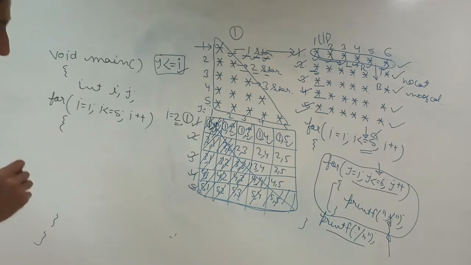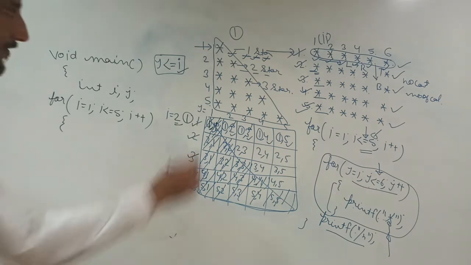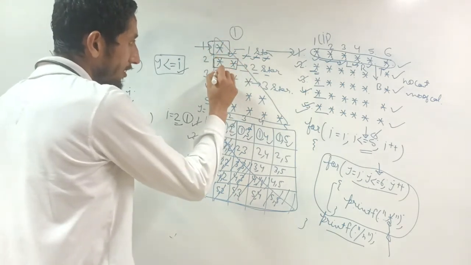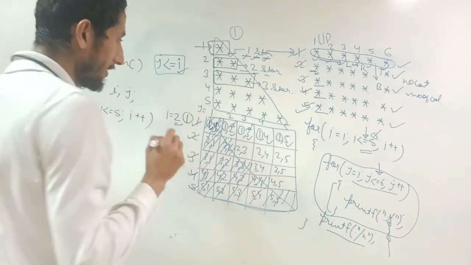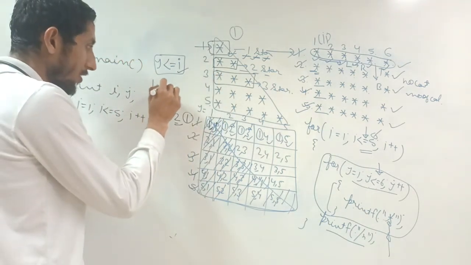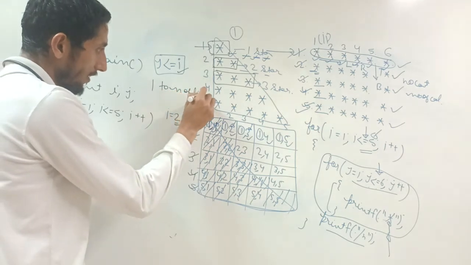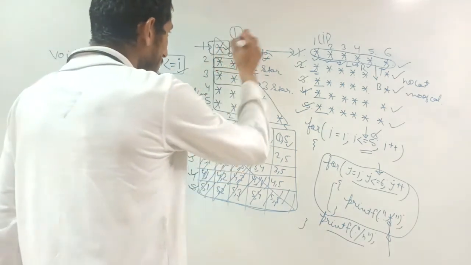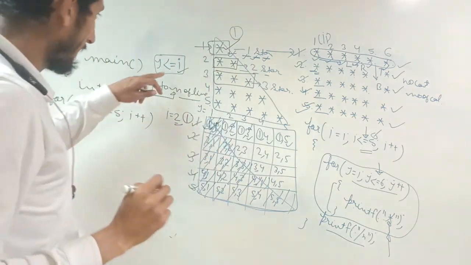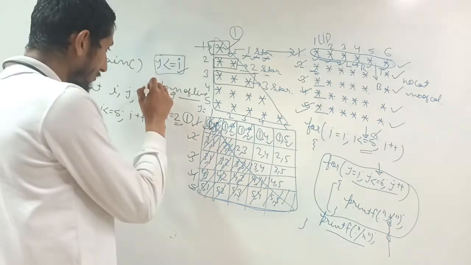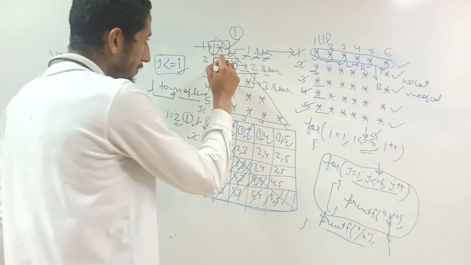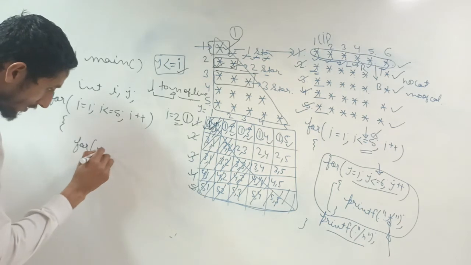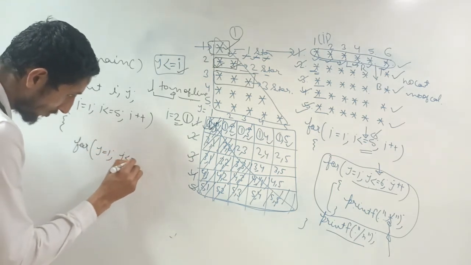So how many stars do I have to print in a single line? In the first row, I have to print 1 star. In the second row, 2 stars. In the third row, 3 stars. It means I have to go from 1 to the line number. If I have line number 1, it will go from 1 to 1, so it will print 1 star. If I am in line number 2, I go from 1 to 2, so it will print 2 stars. So I can apply a loop for j equals 1, j less than or equal to i.